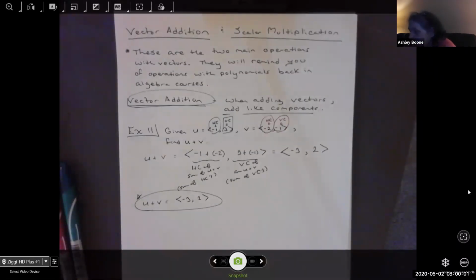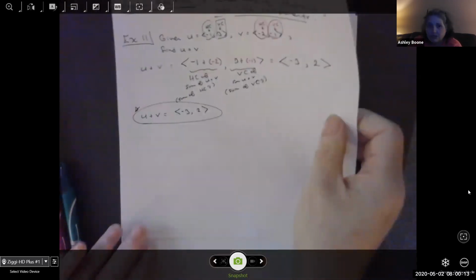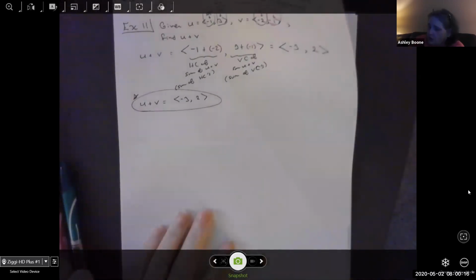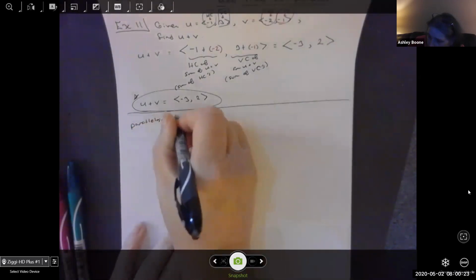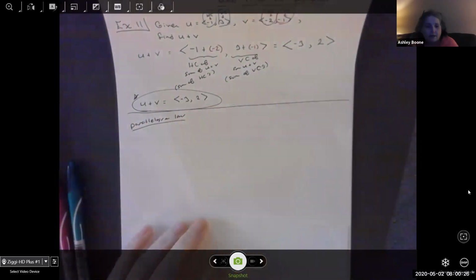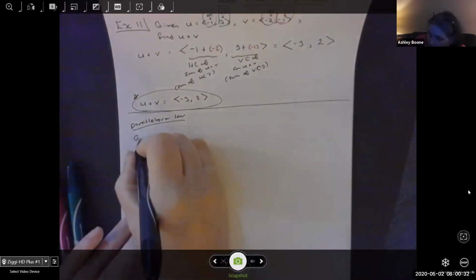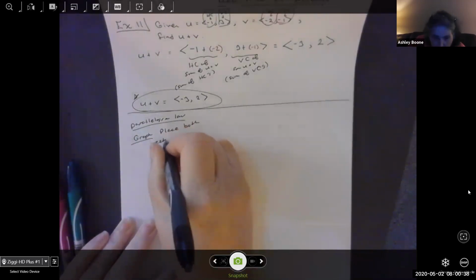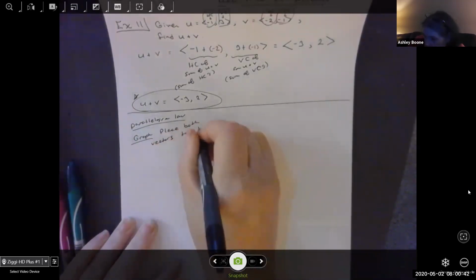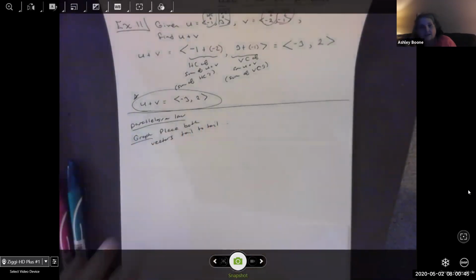I am going to go ahead and illustrate what this looks like graphically. You don't have to do this graphically; in all of our examples, we'll look at it the component way. But just to illustrate what's happening with vector addition, we can use something called the parallelogram law. There are a couple of versions of the parallelogram law. Graphically, you place both vectors tail to tail.